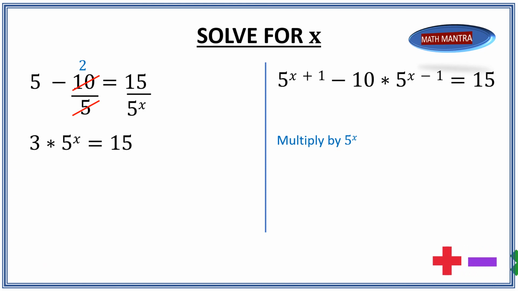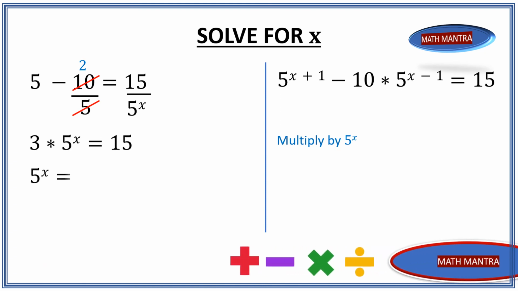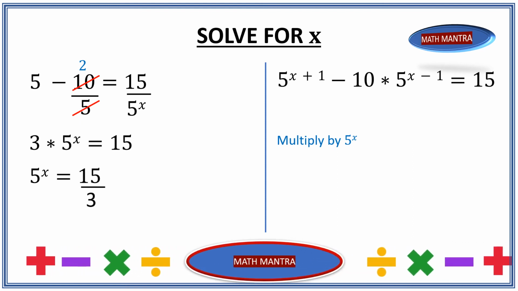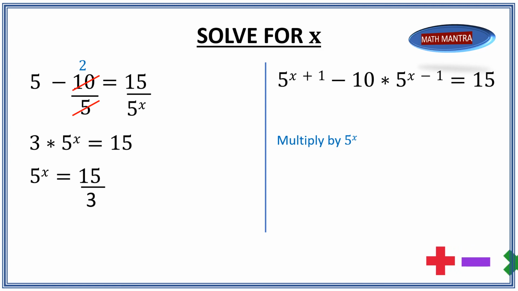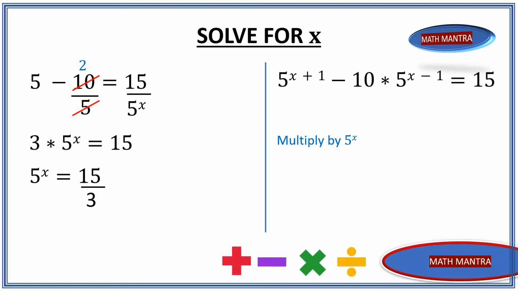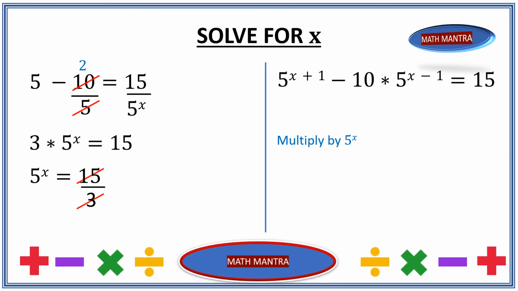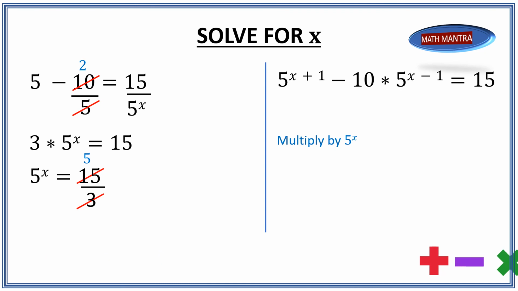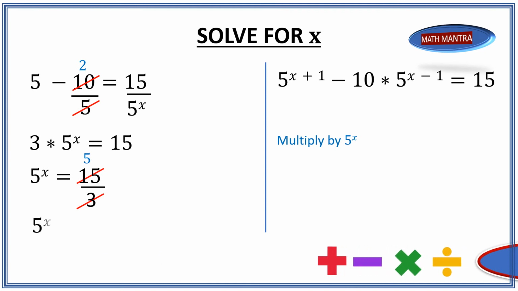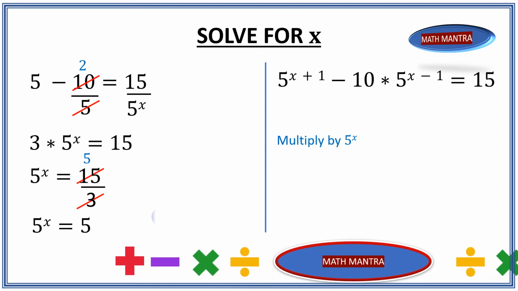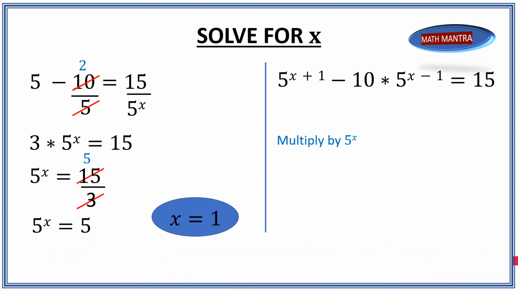Now we take 3, which is in multiplication, and cross over the equal sign. Because it was in multiplication, it gets divided on the other side of the equal sign. So 15 divided by 3 is equal to 5 to the power of x. We already know 3 fives are 15, so you cross out 3 in the 15 and you have 5 to the power of x is equal to 5. Hence again x is equal to 1.